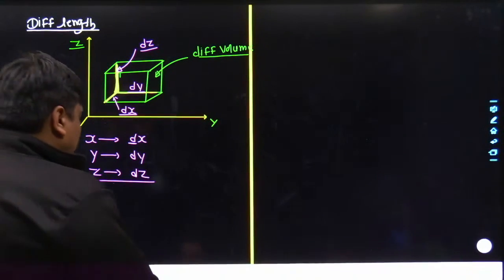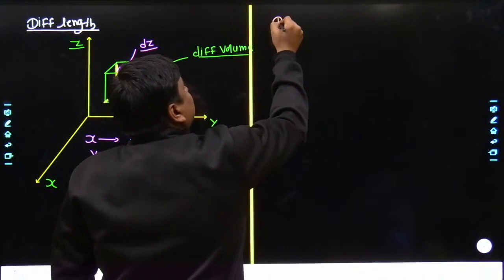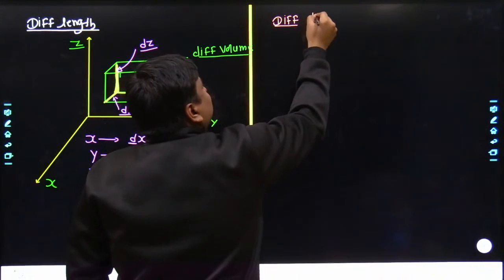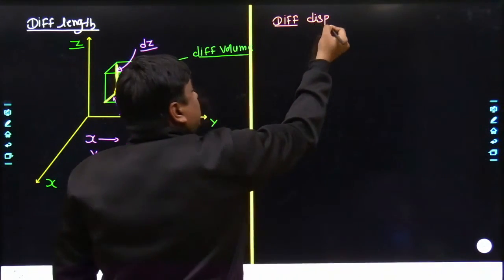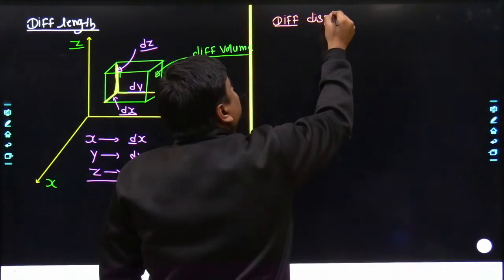Agreed. Now I would be focusing on the differential displacement. Again, differential, that means infinitely small. Displacement, that means the distance along with the vector or along with the direction. Displacement.